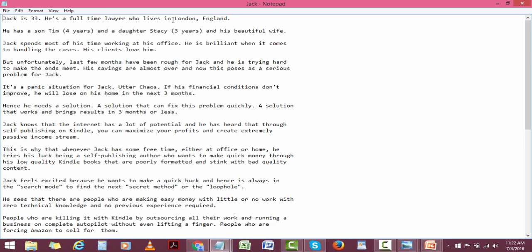It says Jack is 33, he is a full-time lawyer who lives in London. He has a son and a daughter and his beautiful wife. Jack spends most of his time working at his office. He is brilliant when it comes to handling cases, and his clients love him. But the last few months have been rough for Jack. His savings are almost over, and this is a serious problem, utter chaos. If his family conditions don't improve, he will have to lose his home in the next 3 months, and he needs a solution desperately that can fix his problem quickly and bring results in 3 months or less.